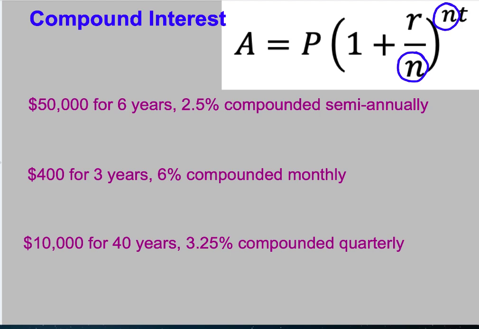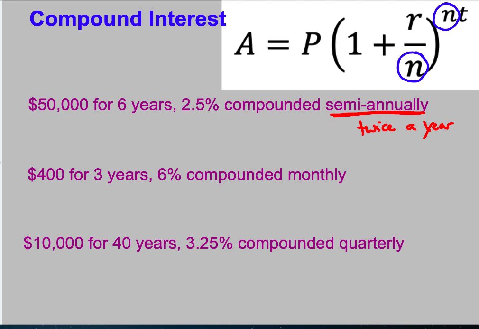Instead of just being done once a year, maybe it's done every month, so it's being done 12 times a year, or it's being done every quarter, so 4 times a year. So for instance, in our first problem here, we have $50,000 for 6 years at 2.5% interest. Well, that 2.5% interest is for the whole year, but we're going to be compounding it semi-annually, which means twice a year.